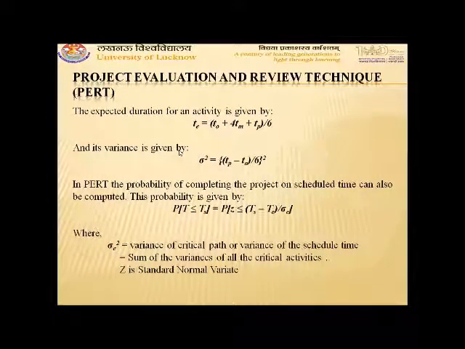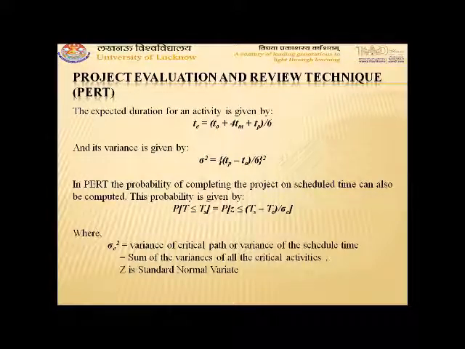Now for an activity, we need one time instead of three different times: optimistic, pessimistic, and most likely. So we use expected duration, which is obtained by using the formula TE equals (TO plus 4TM plus TP) upon 6. TO is optimistic time, TP is pessimistic time, and TM is called most likely time. And TE is called expected duration for an activity.